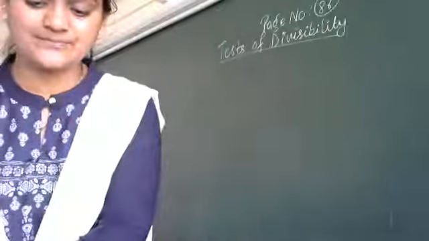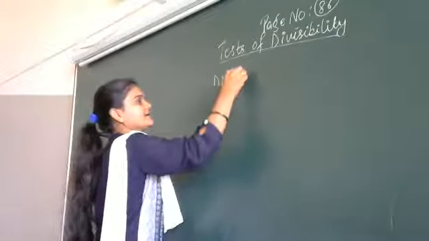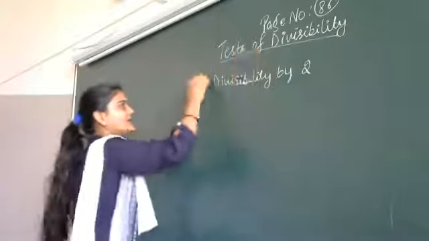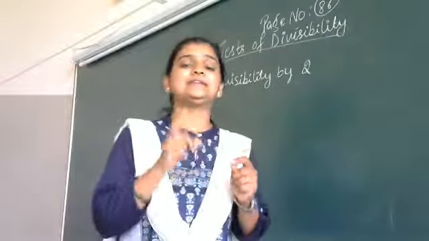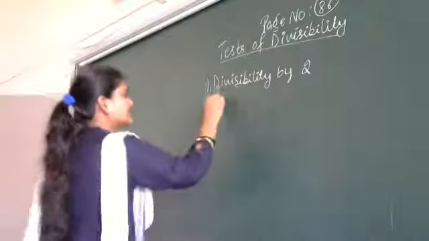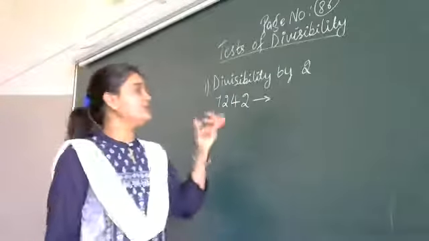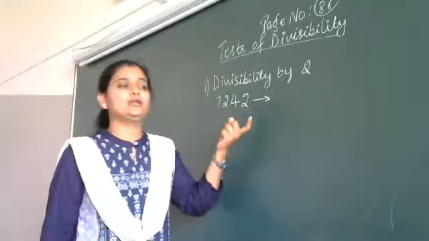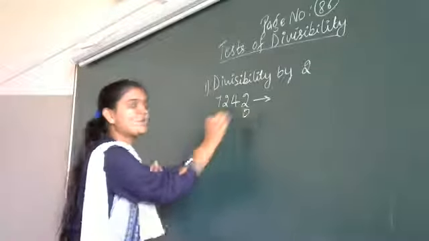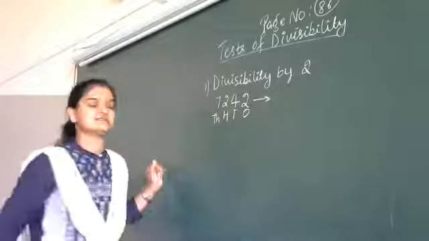So see page number 86, divisibility by 2, without doing actual division. To check whether the given number is divisible by 2 or not, we should see the given number. For example, 7,242. They will ask you whether this number is divisible by 2 or not. Always you will have to check the ones place. This is our ones place, tens place, hundreds place, and the last is thousands place.